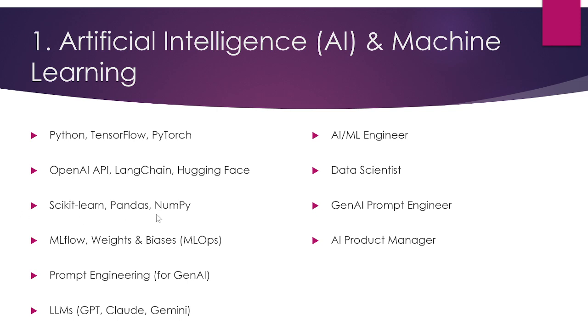Then we have Scikit-learn, Pandas, NumPy. These are the data-related technologies mostly used. And we have MLflow, Weights & Biases, MLOps, and prompt engineering for GenAI. And LLMs: GPT, Claude, Gemini. These are the technologies we should be using. If you talk about the roles and responsibilities, there are AI and ML engineers, artificial intelligence engineer, machine learning engineer, data scientists in this space, GenAI prompt engineer, and product manager. These are some of the roles in this space.